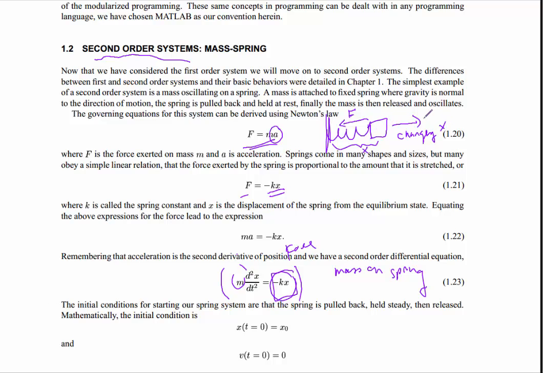Okay, so as x becomes bigger this way, the force will become bigger, but pointing in the opposite direction. All right, so how do you solve this? This seems quite complicated. You can't really solve this by direct integration.